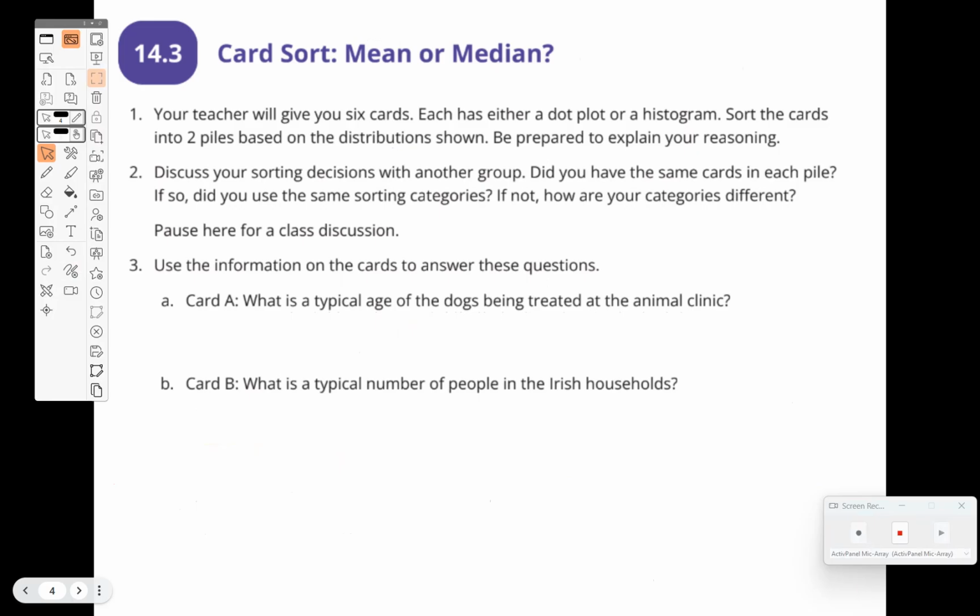5, 4, 3, 2, 1. Okay, opening up the cards. Your first job is to look at the distribution and sort them into 2 piles. Okay? Distribution.